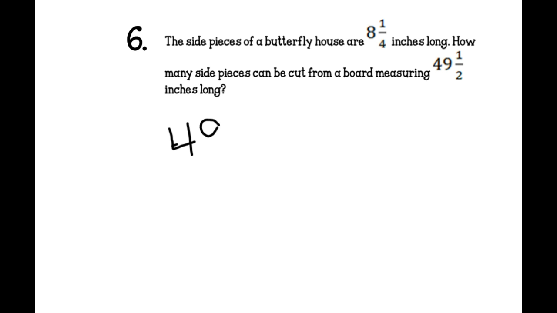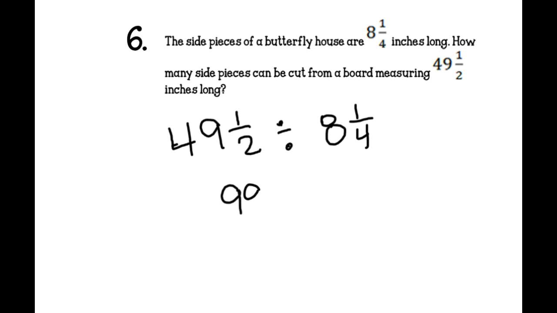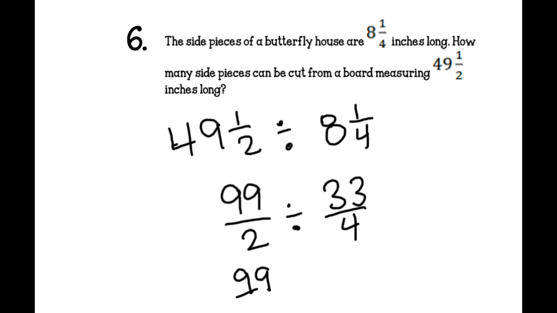So I take 49 1/2 divided by 8 1/4. Now, I do not like these mixed numbers one teeny tiny bit. I'm going to make them improper. So I take 49 times 2, which is 98, plus 1. So I get 99 halves divided by, I take 8 times 4, which is 32, add 1, and I get 33 fourths. Now I get to use KFC, so I keep my 99 halves. And I flip my 33 fourths to be 4 33rds. And I change my division to multiplication.